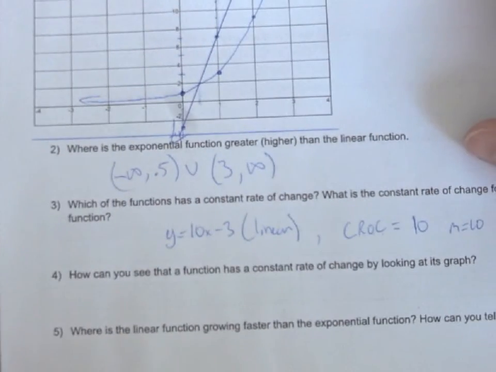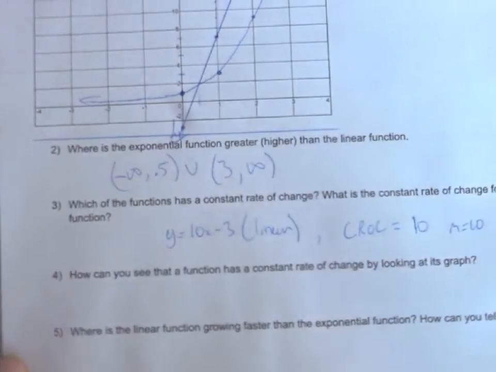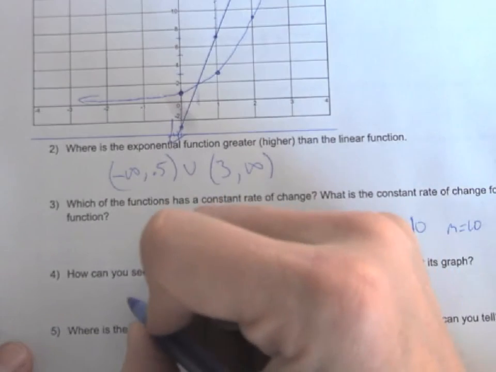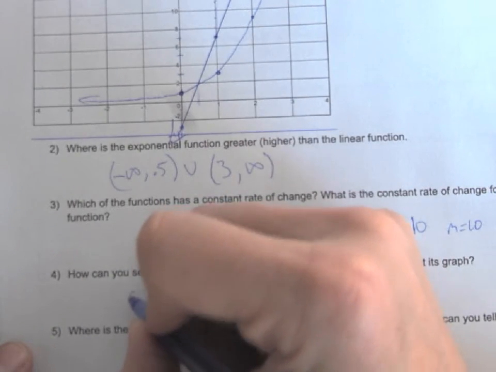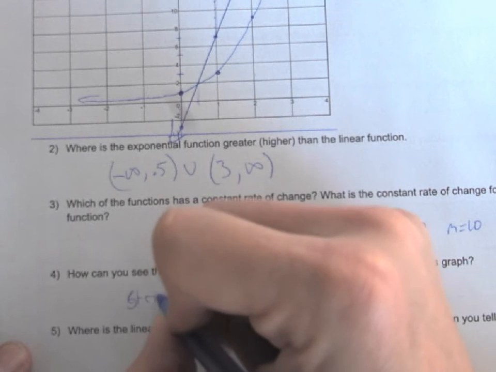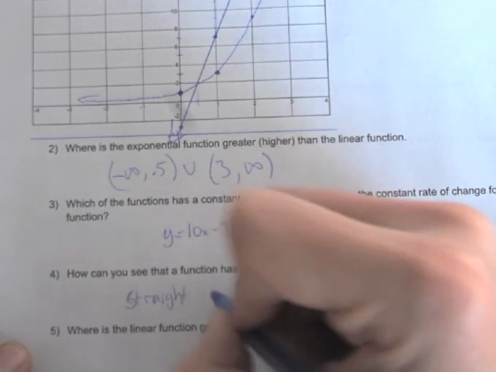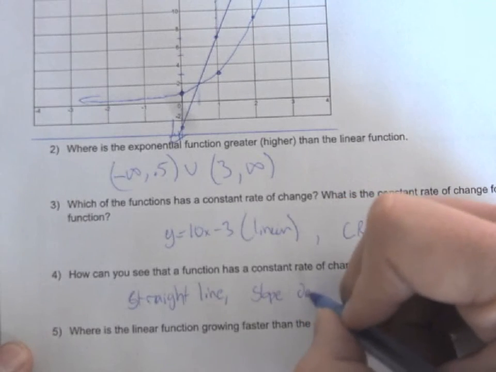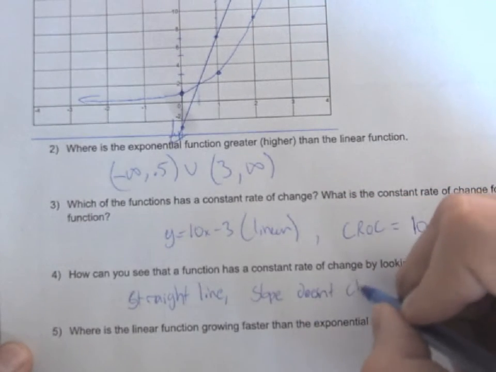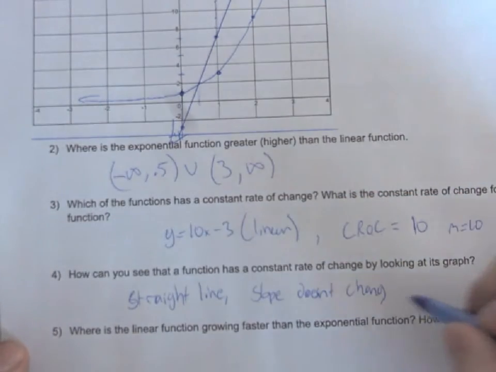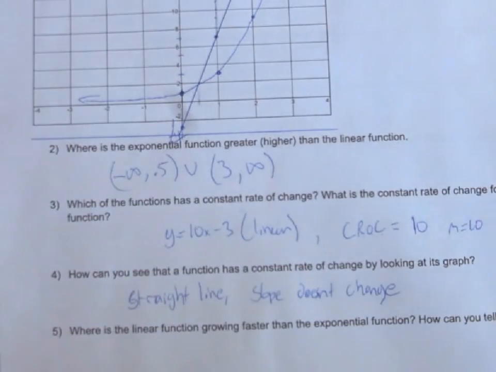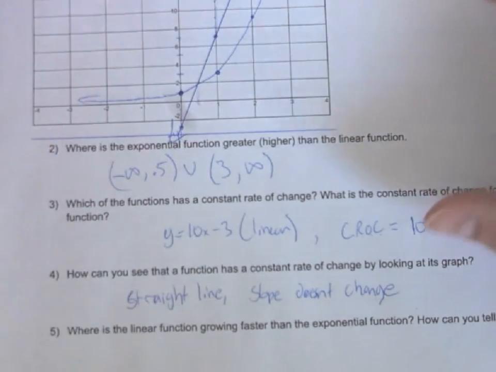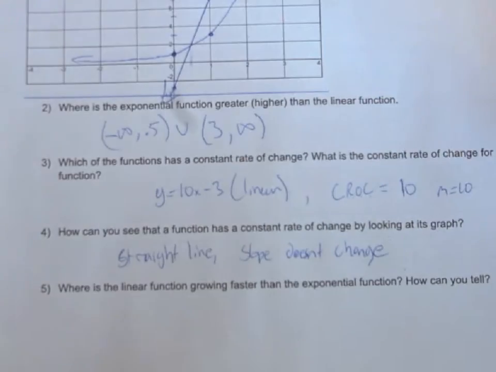How can you see that the function has a constant rate of change by looking at its graph? So you could say it's a straight line. Slope doesn't change. It's not curvy. Straight line means that the slope is always the same. So you're just looking at it, you notice it's linear. It's a straight line.